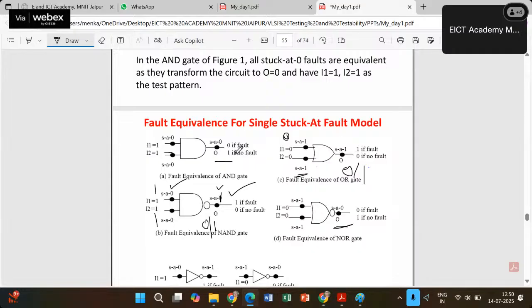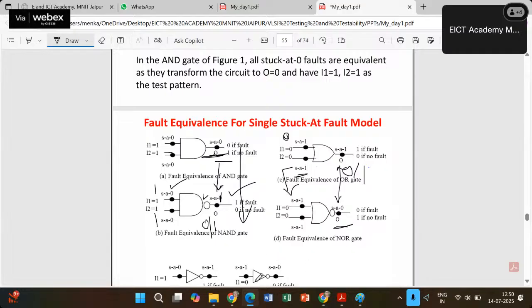So for both of these you can check the output, because it is inverted. The fault stuck at 0 at the output is equivalent to stuck at 1 at the output for the NAND gate. Likewise, they are inverses of each other at the output, and at the input these are the same fault sets, which are equivalent.